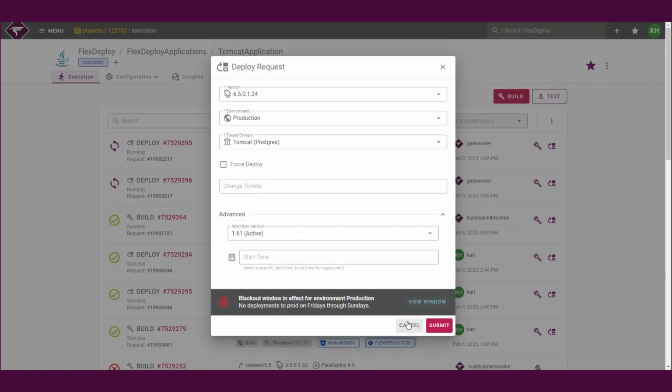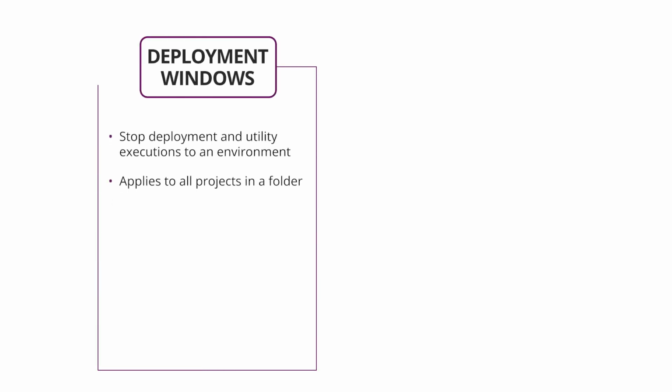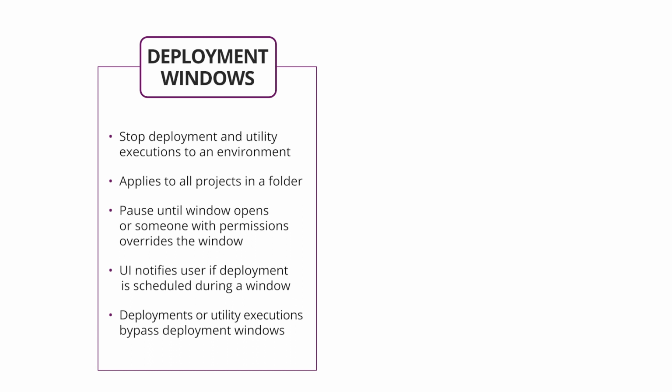Blackout windows might sound a lot like the deployment window feature of FlexDeploy, so let's look at how they compare. Deployment windows stop deployment and utility executions to an environment for all the projects in the folder structure. They pause the deployment until either the window opens or someone with enough permissions chooses to override the window. The UI notifies you if you schedule a deployment during the window. Deployments or utility executions in a release would bypass deployment windows.